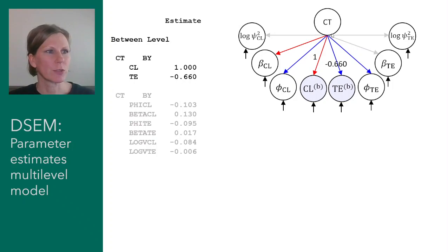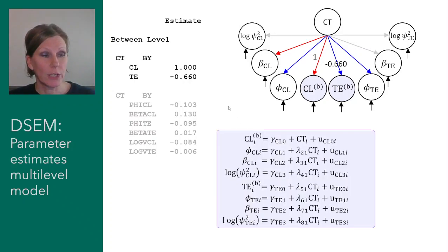So this one was used for scaling. It's fixed to 1, so it's a positive relationship. The second one, we see it's a negative parameter, minus 0.660. So that's this one here. Attention regressed on, or loading on, the latent variable CT. We can also include those numbers in our regression equation.